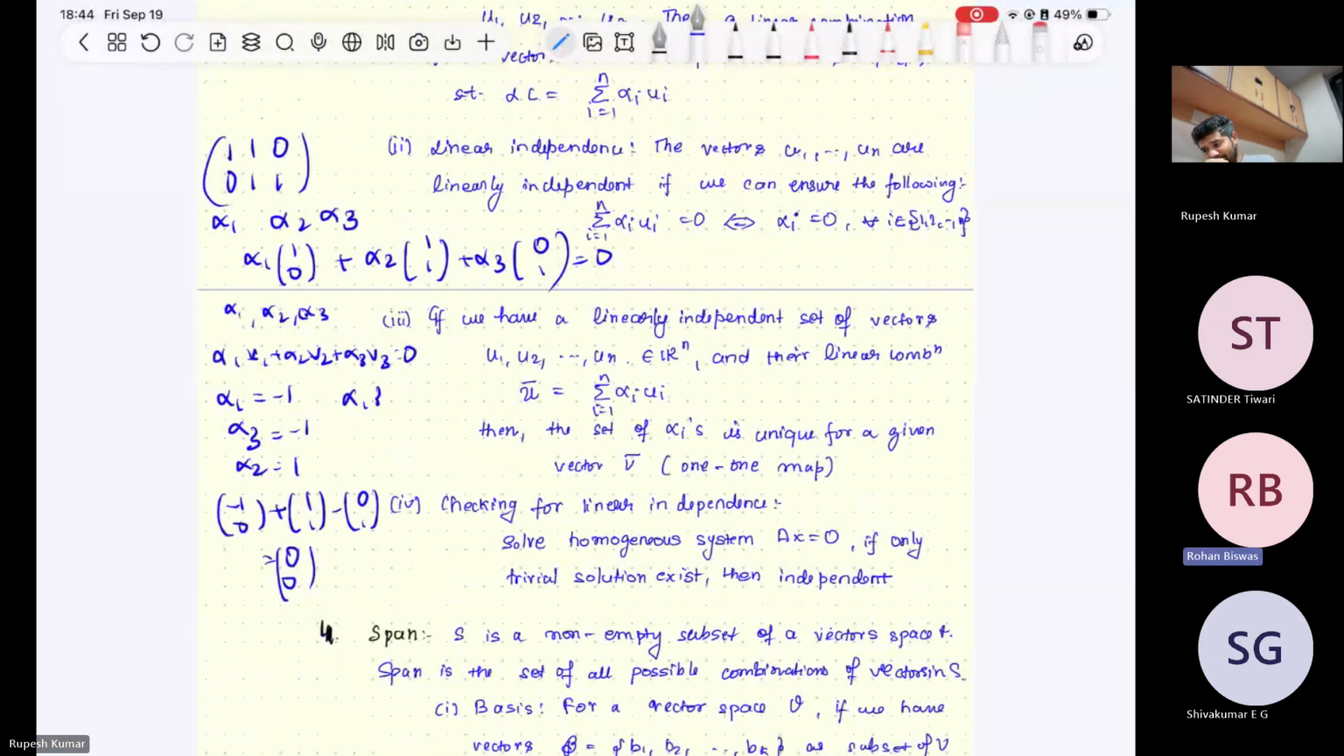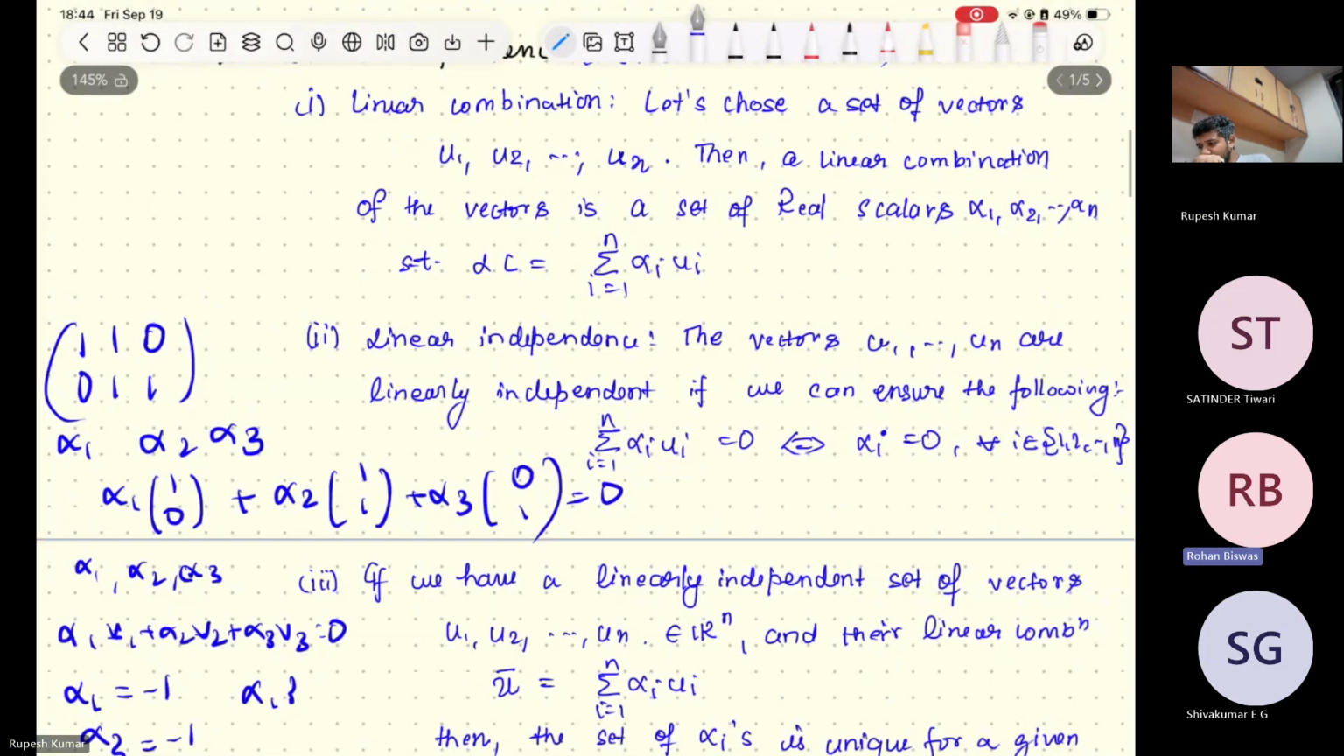Sir, in the definition of linear independence, only one-sided implication should be there, no? Because the other-sided implication is very trivially true, and we don't need to satisfy it. So the summation of alpha i ui equal to 0 implies that alpha equal to 0. Yeah, that is true. That's fine.